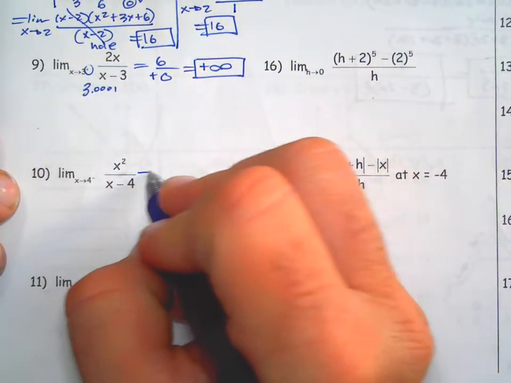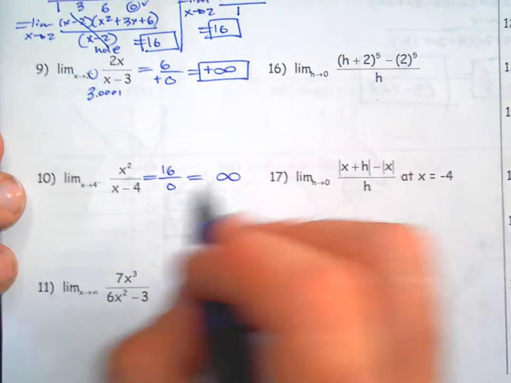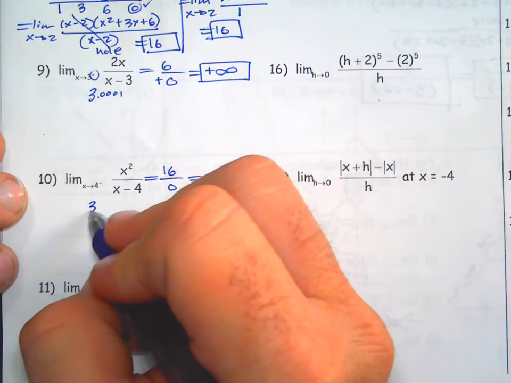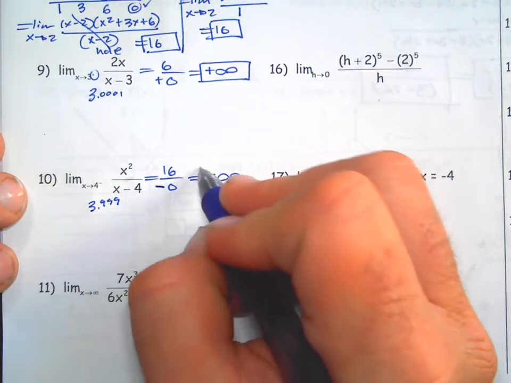This one is going to be 16 over 0, so some kind of infinity, positive or negative. Well, we're approaching 4 from the left side, so 3.999 minus 4 is going to be a negative small quantity, so that's going to be negative infinity.